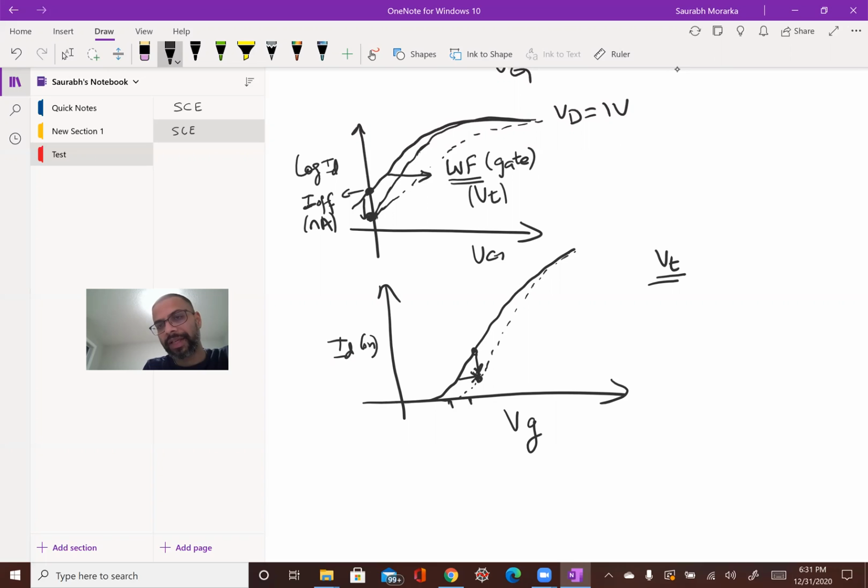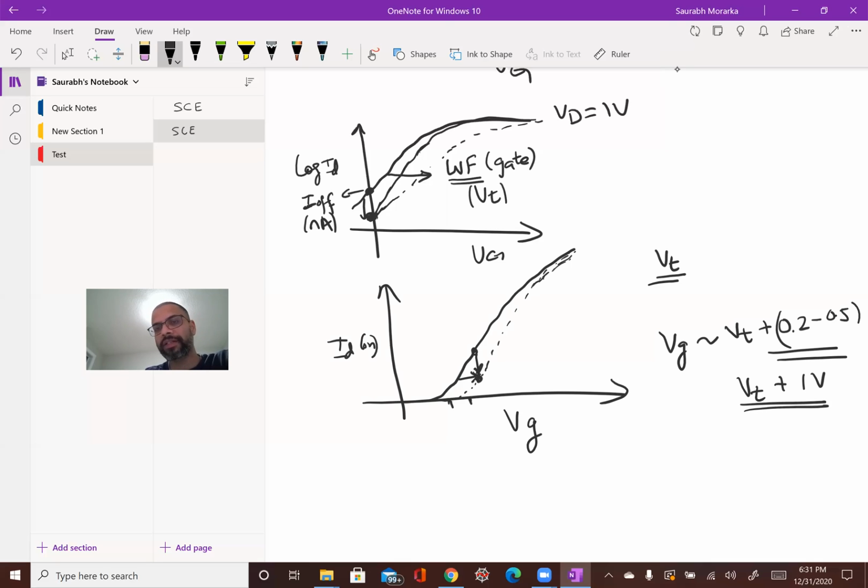What we see is that that gap starts lowering as we go to higher gate voltages. So what it means is for VG, which is say around VT, threshold voltage, plus 0.2 to 0.5 volts, right? This effect is very severe, correct? And if you go to a big VG point, which is say VT plus 1 volt, the effect is not as significant, right?